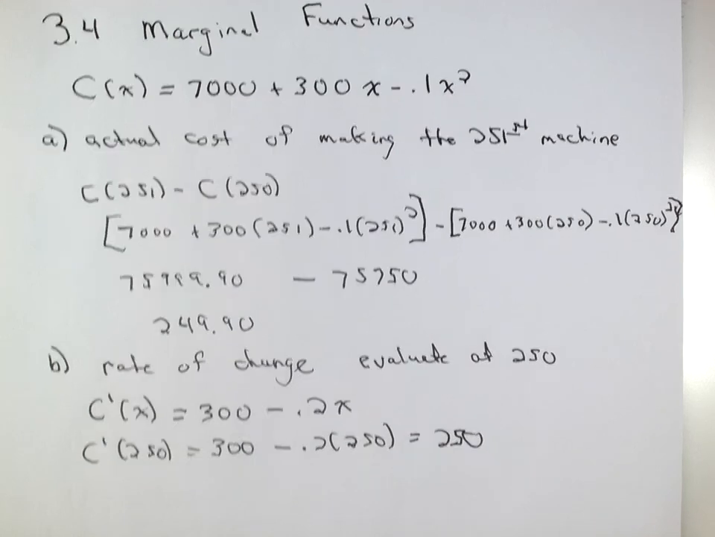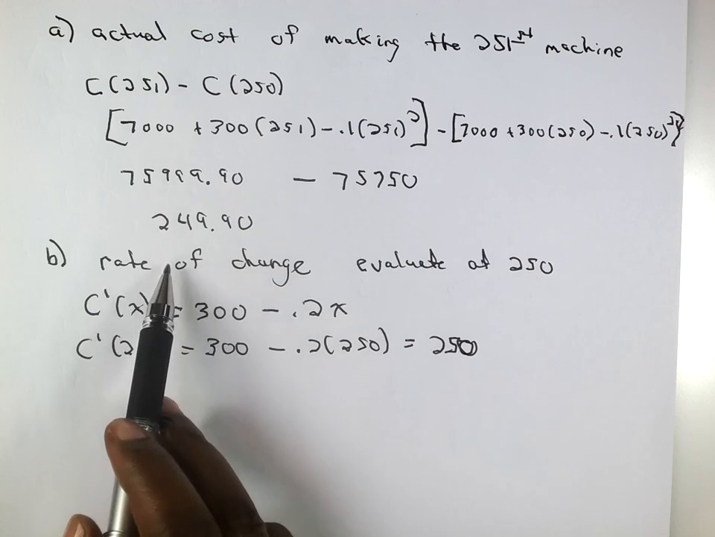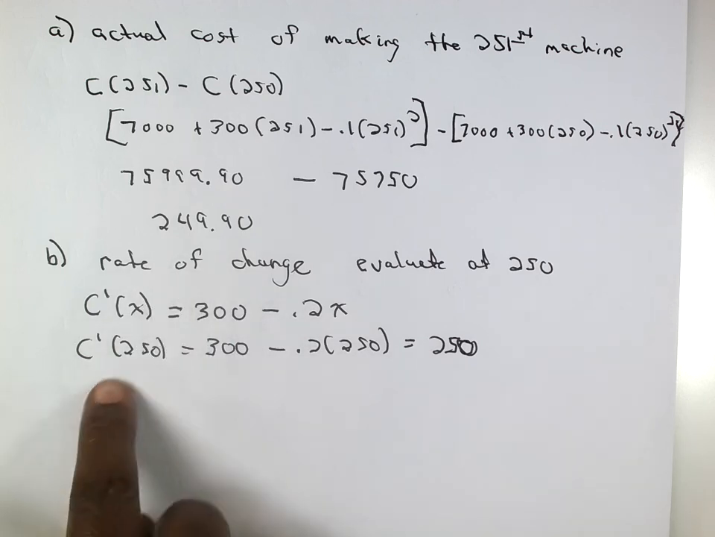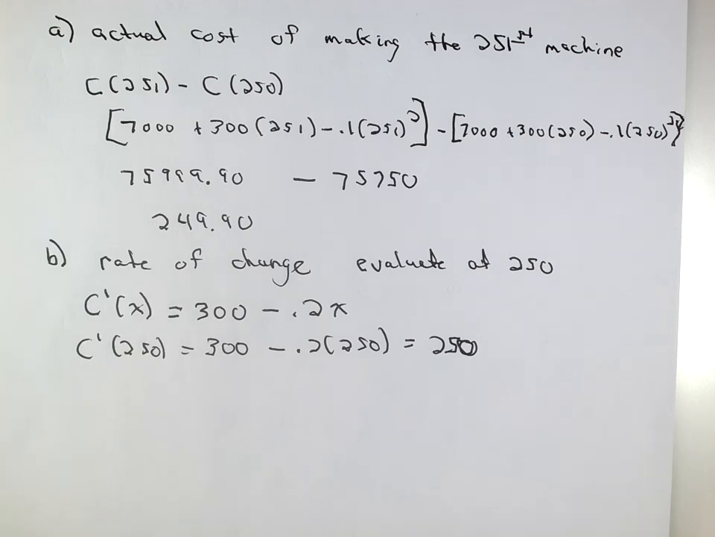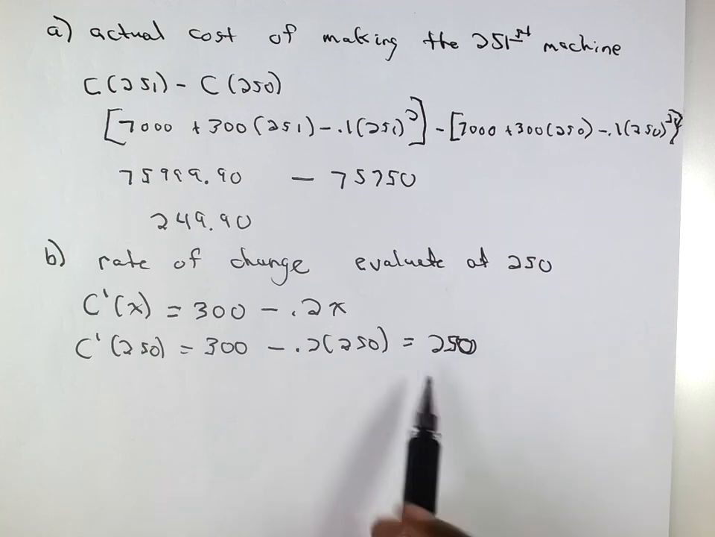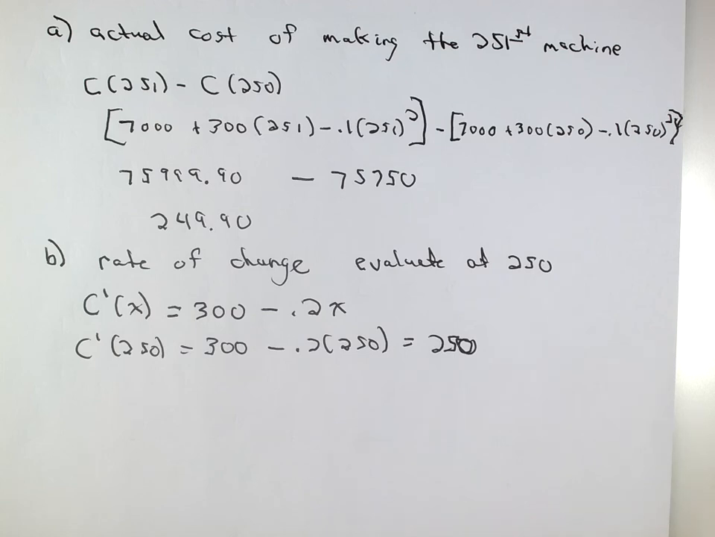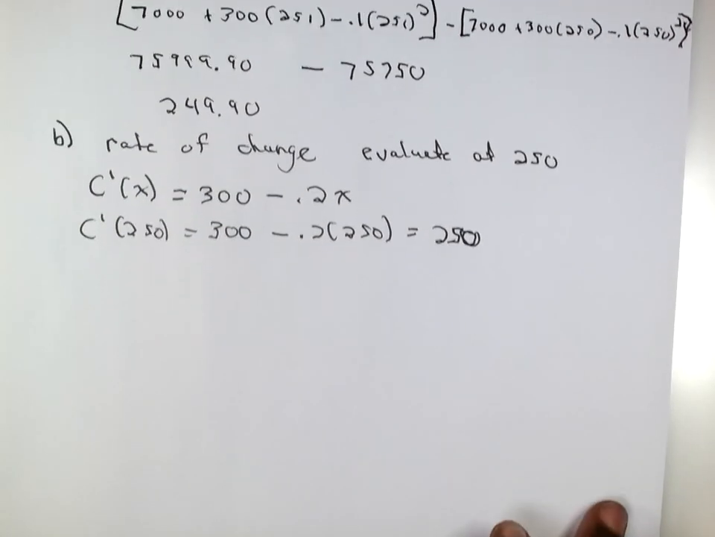So if we compare the results from A and B, they're relatively similar. We can see that the values are really close to each other. So we can use this rate of change to estimate what the actual cost of making that 251st machine was, or 250, or whatever you want to evaluate it at. This is a really close estimate, and it's a lot simpler after you take the derivative. The function is getting smaller, and they're so close that it's fine to use that estimate.